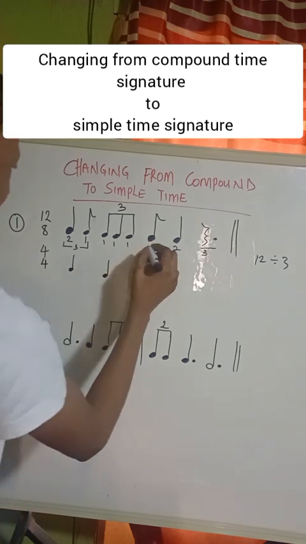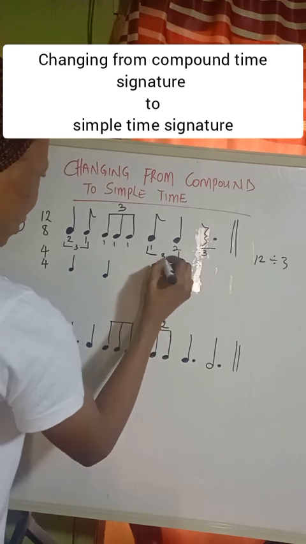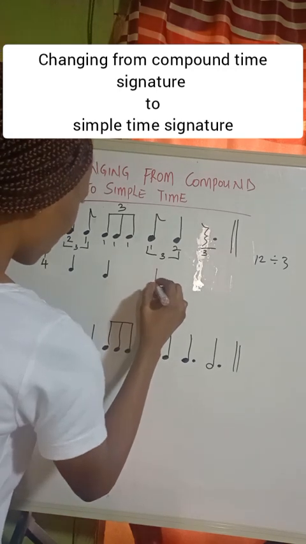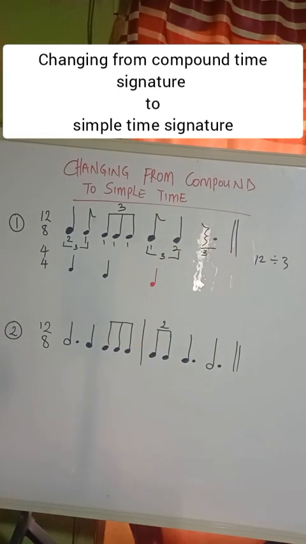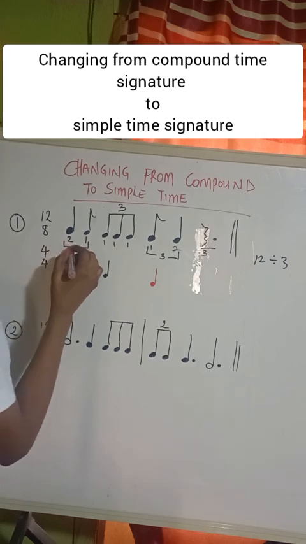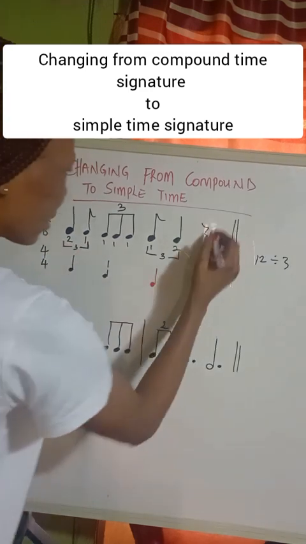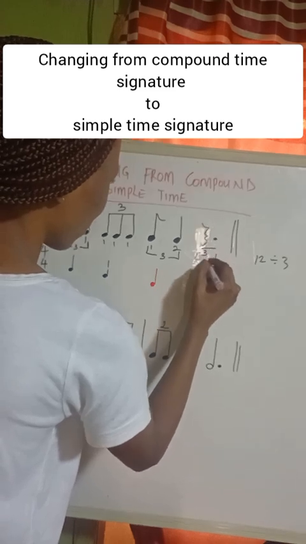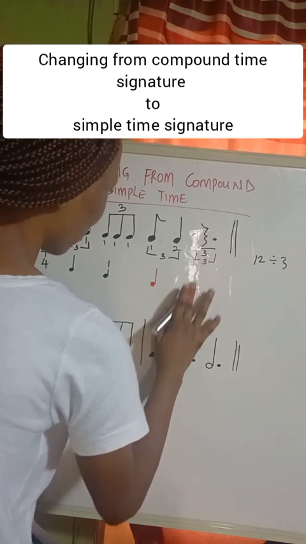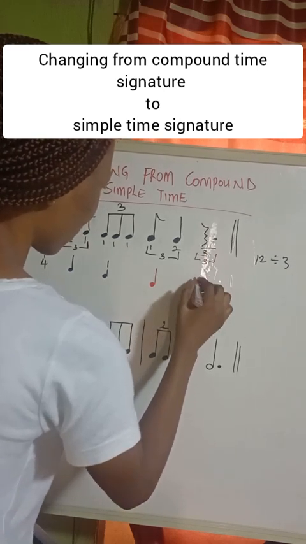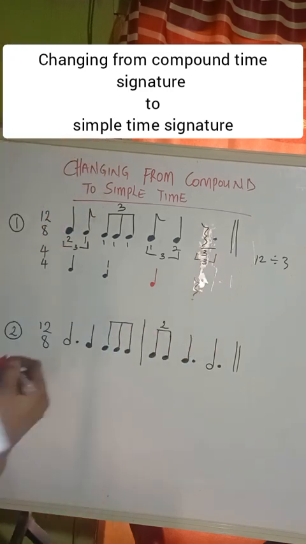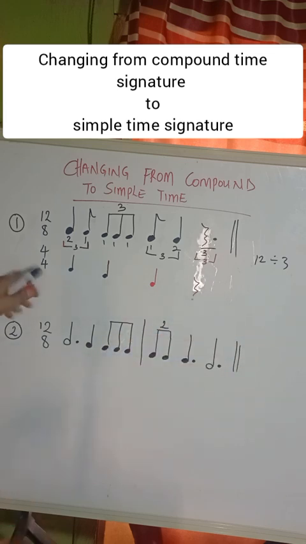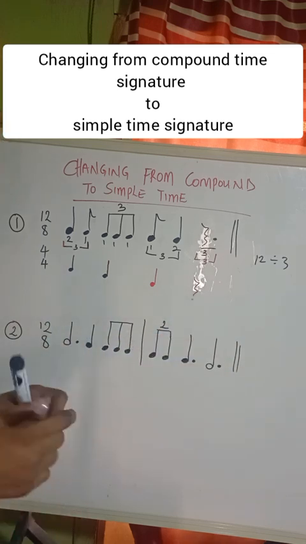And each of these 3 again will give us 1 crochet. Should have used red. Just gives us 1 crochet again. And this is 3. Will still give us 1 crochet rest. So if you check now, we have 1, 2, 3, 4. We now have 4 4. As simple as that.